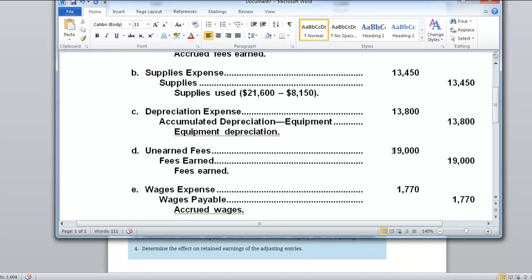Okay, unearned fees. We're debiting a liability account here, so that means we're reducing it. And here we're crediting a revenue account, which means that we're increasing it. So we're reducing the liability and increasing our equity, right, through an increase in revenue.